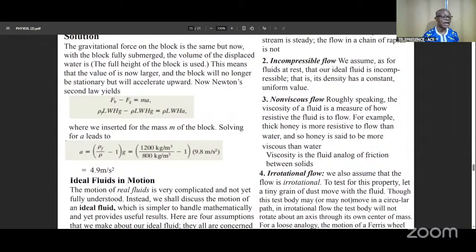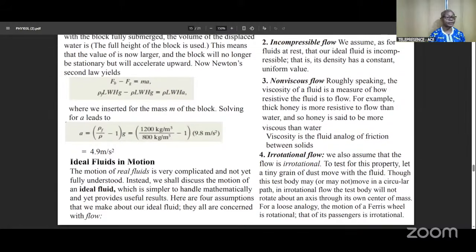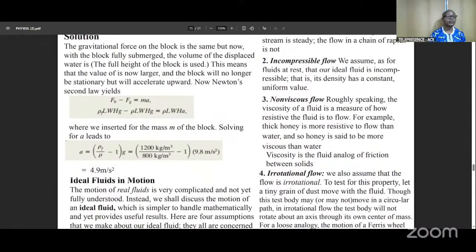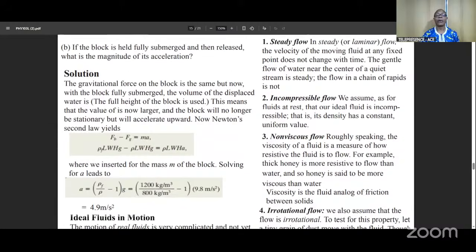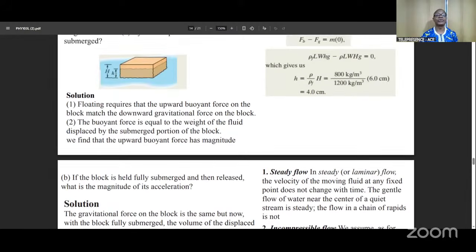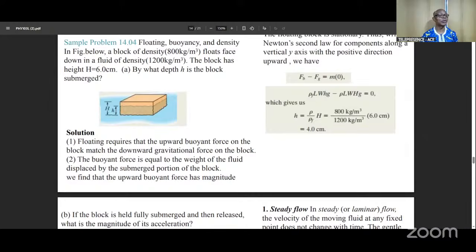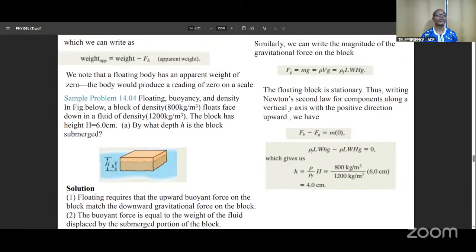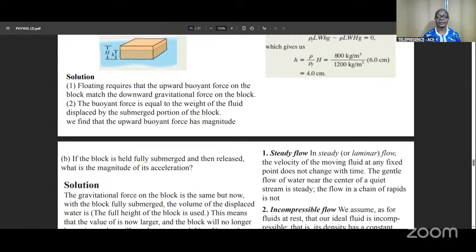So let's look at fluids in motion. But please let us make sure that we understand this sample. This sample is very important. Sample problem on slide 14. Very, very essential. So we look at the solution about fluids in motion.